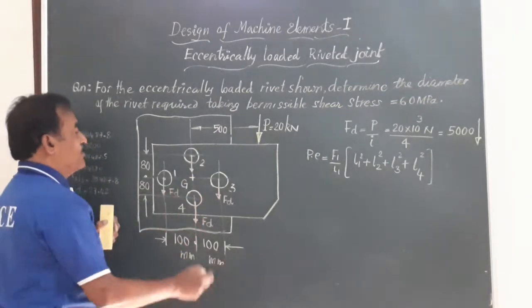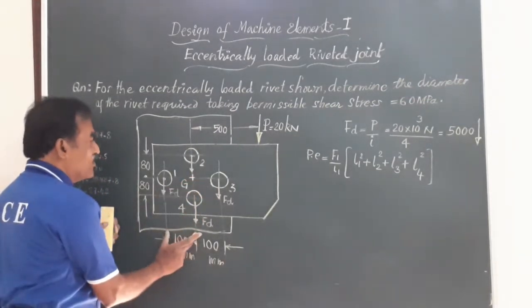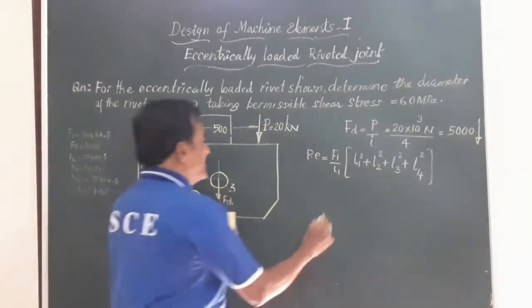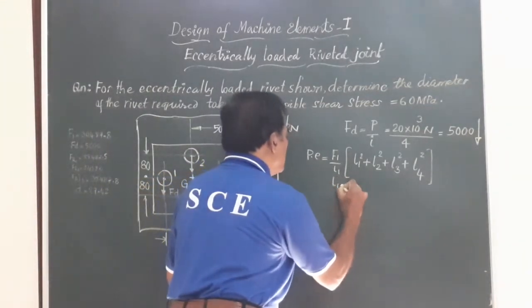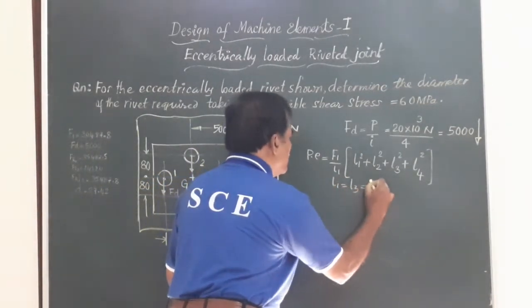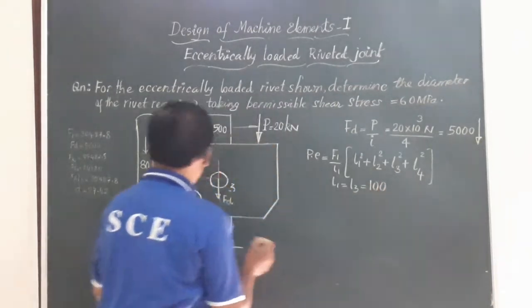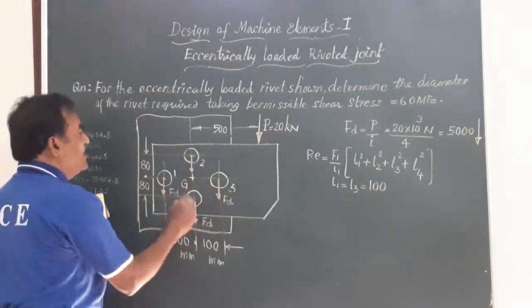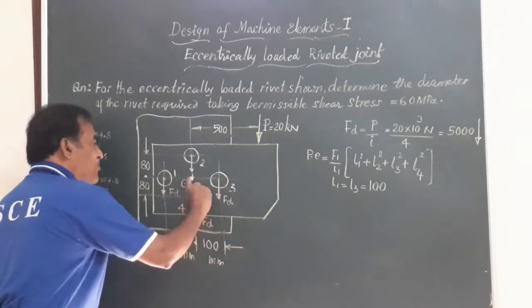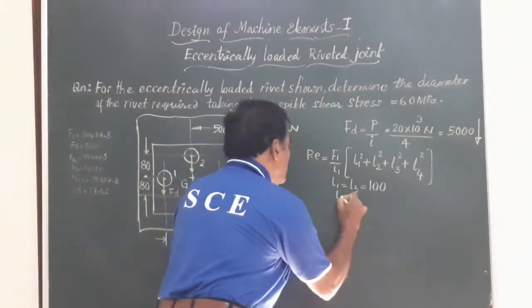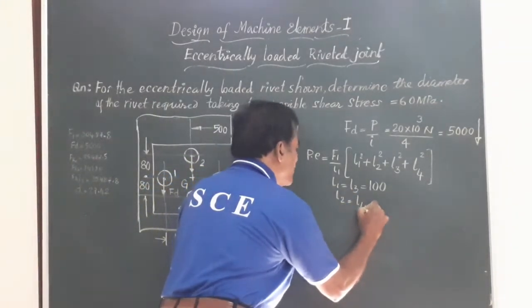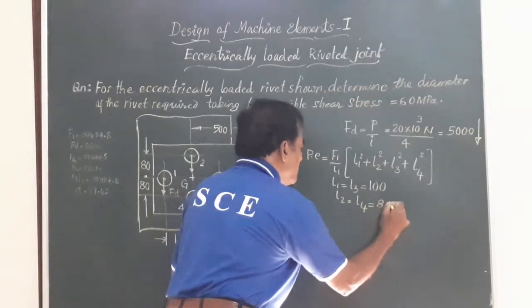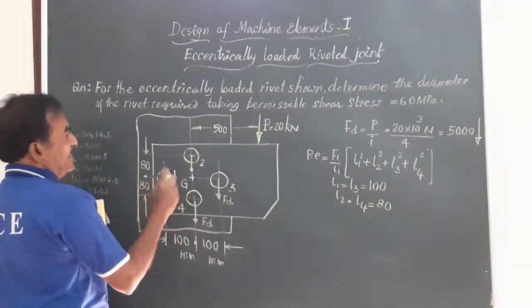So in this particular problem, L1 is equal to L3 is equal to 100 mm. Friends, you can see this is 100, 100. Then L2 and L4 are the same. So L2 is equal to L4 is equal to 80 millimeter. You can see here 80 mm.